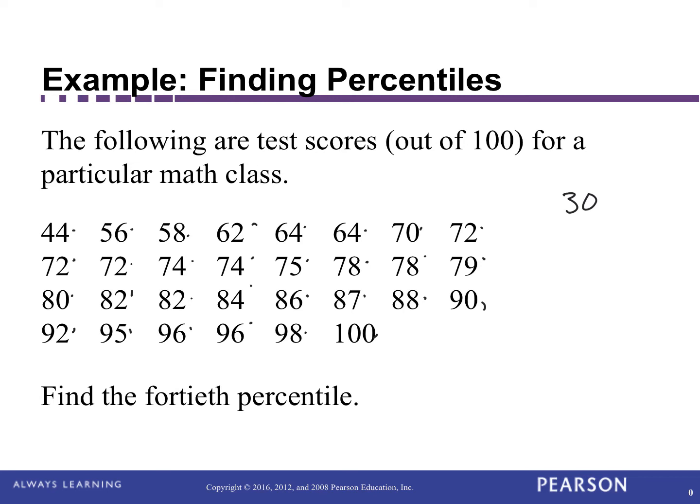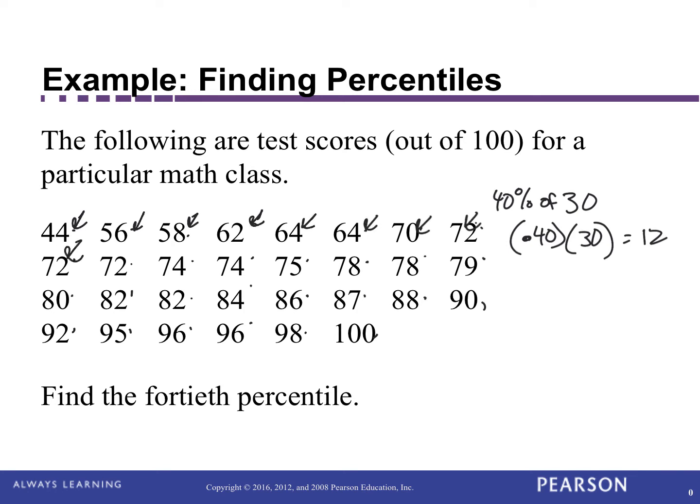And we're looking for the 40th percentile, so we want 40% of 30. So that'll be 0.40 multiplied by 30. So 0.4 times 30 is 12. So that means that we want the 12th number. Finding the 12th number, 1, 2, 3, 4, 5, 6, 7, 8, 9, 10, 11, 12. So the 12th number is a 74.